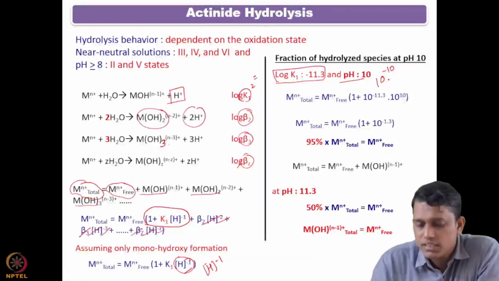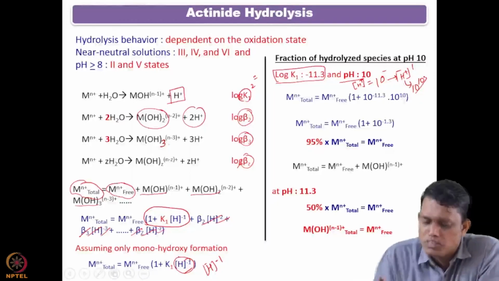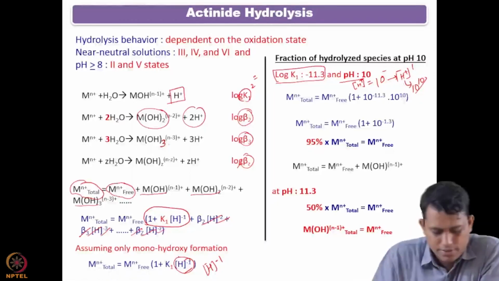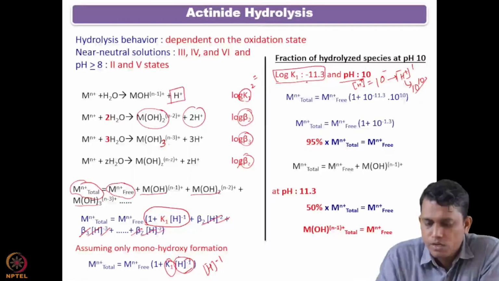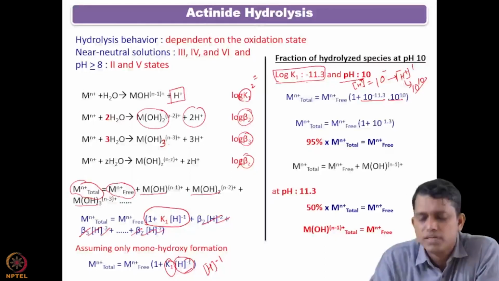And here, if you see carefully, this is H to the power minus 1. So when we write H to the power minus 1, that becomes 10 to the power 10. I hope it is clear. So when we write this equilibrium, it becomes 10 to the power 10. Now we just put in these values: for K1, 10 to the power minus 11.3, and for H to the power minus 1, 10 to the power 10.